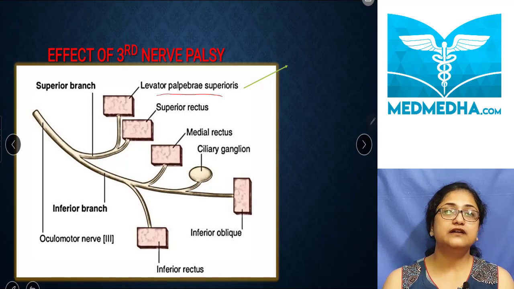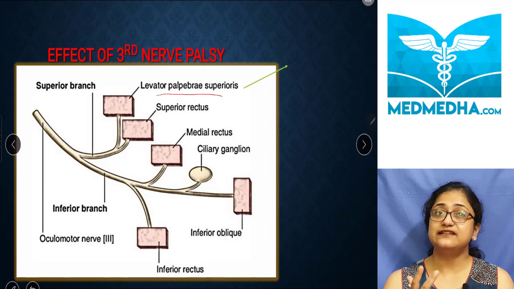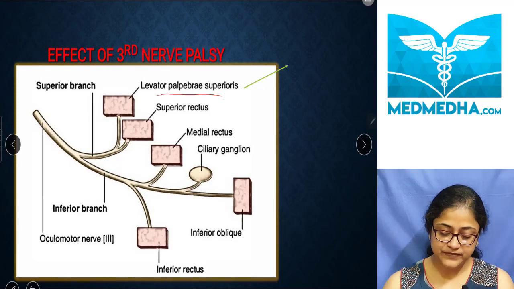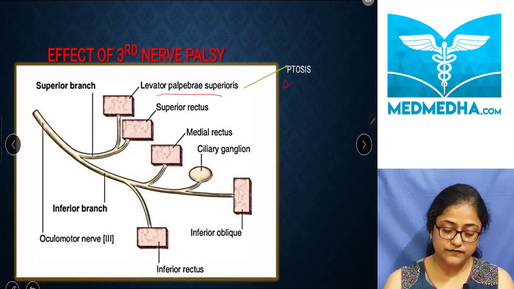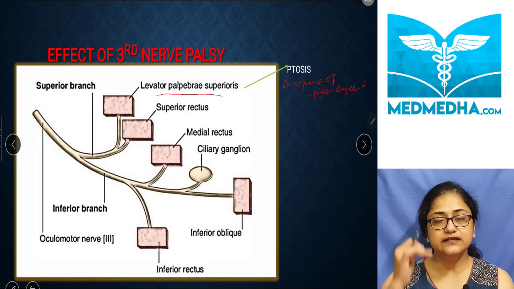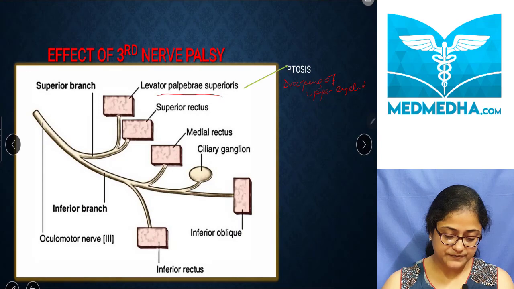So, if the third nerve is paralyzed, then you close the eye because of another muscle, the orbicularis oculi, which is supplied by the seventh nerve. When you ask the person to open his eye, he is not able to open it completely. That condition is called ptosis, or drooping of the upper eyelid. Drooping of the upper eyelid is the common term that we use, and ptosis is the anatomical or clinical term.